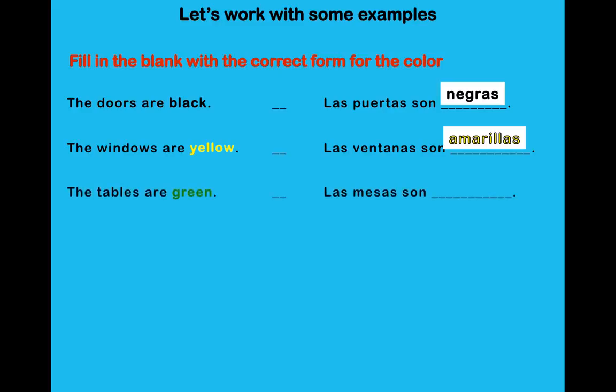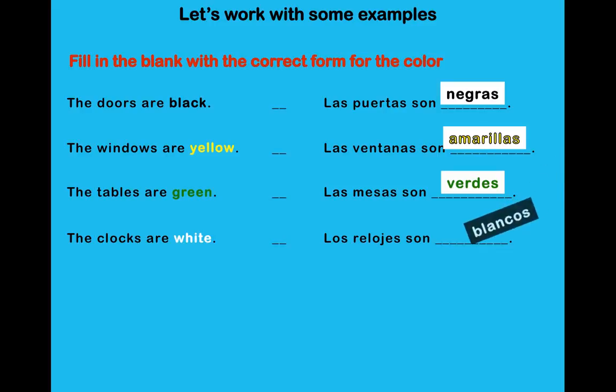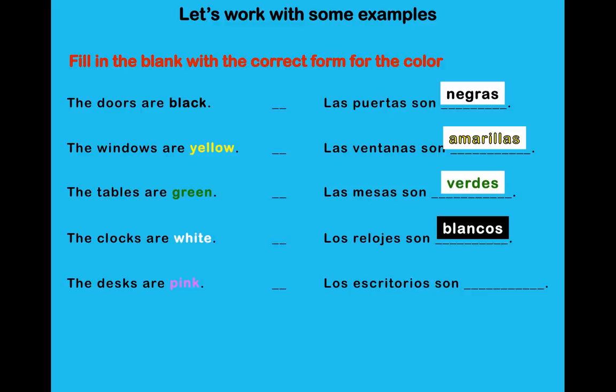The tables are green. Las mesas son. What's the correct form for green? The correct form is verdes. The clocks are white. Los relojes son. What's the correct form for white? Plural, masculine form. That would be blancos. Next example is the desks are pink. Los escritorios son. What's the correct answer? If you said rosados, you are correct.